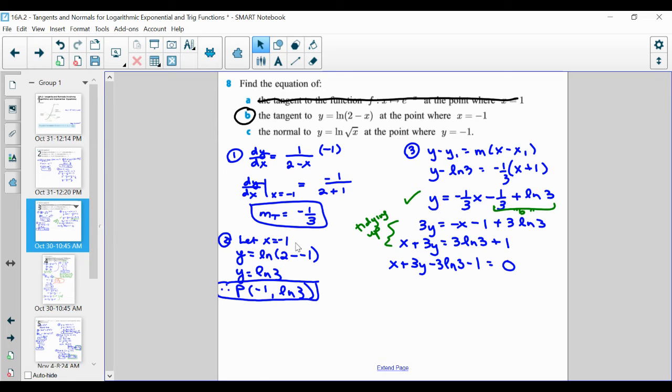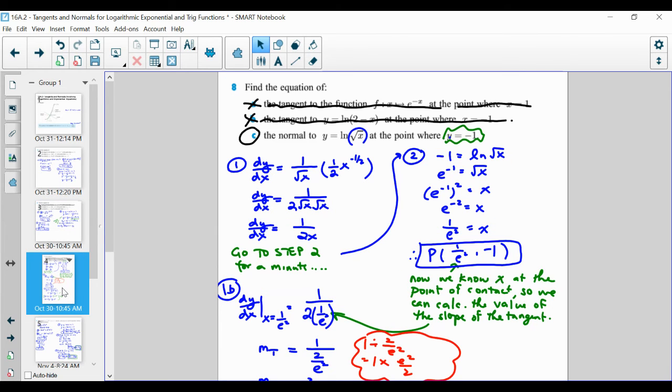I'm then going to find the point of contact by letting x equal negative 1 in my original function. That is ln 3, and I can just leave that as ln 3. And then I'm going to use my point slope form to write the equation of the line. So I'm going to plug in ln 3 for y1, negative 1 for x1, and negative 1/3 for the slope. I'm going to simplify and collect like terms. In this case, I wrote it in standard form. You can write this in y equals mx plus b form as well.